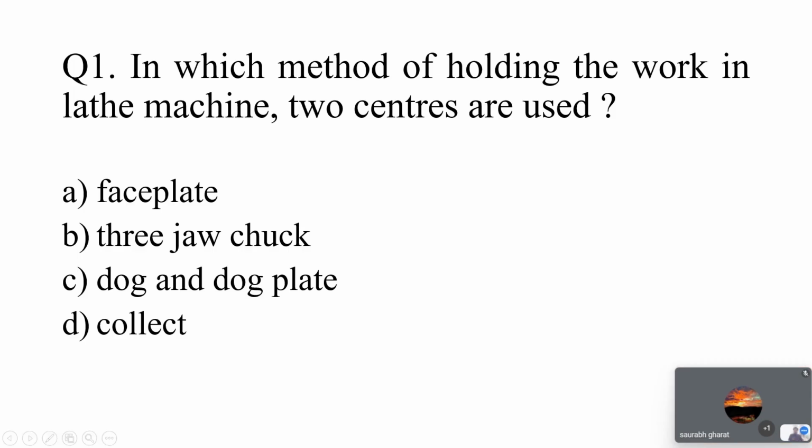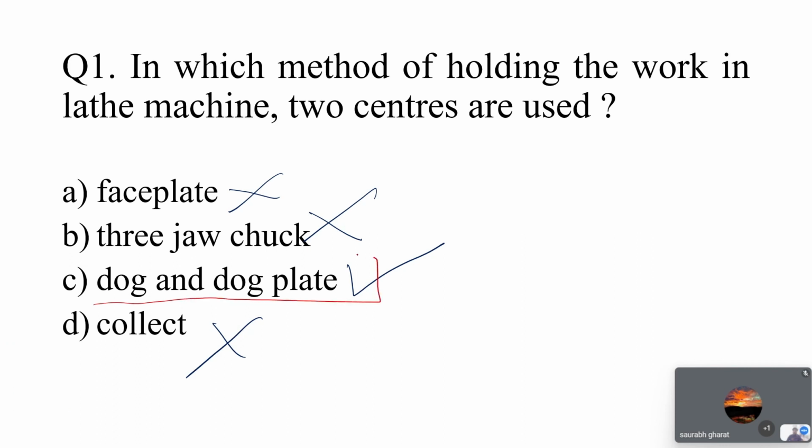So this is the first question for you. In which method of holding the work in a lathe machine are two centers used? It is actually the same kind of question as in your assignments. So in faceplate we don't have two centers. It's a very simple thing. In dog plate yes we do have. In collet we don't have. So the answer is simple here. Okay, so in dog plate only we have two centers holding the work.